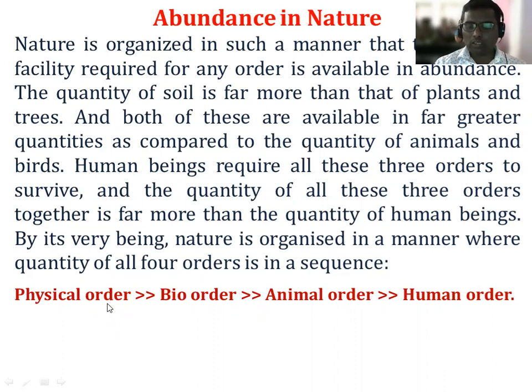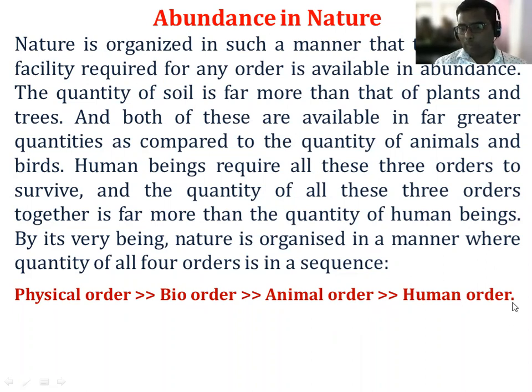That is nothing but the physical order, which is available in the large quantity. We say that the soil, water, and air are available in a large quantity as compared to the remaining 3 orders. Then the second one, we call it the bio order, meaning plants, trees, grass, which is greater than the animal order and the human order, but less than the physical order. The third one is the animal order. In that animal order, animals and birds are included, and these are greater than the human order, but less than the bio and the physical order. And the last one is the human order.